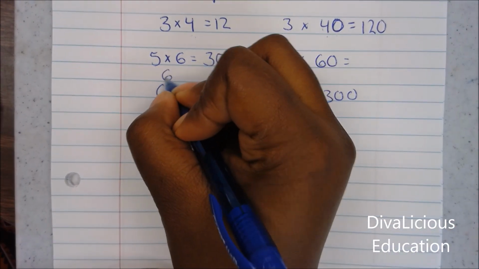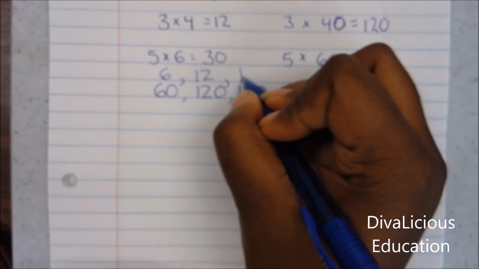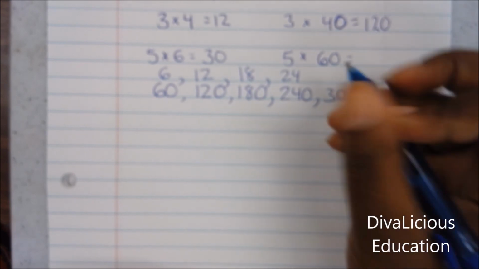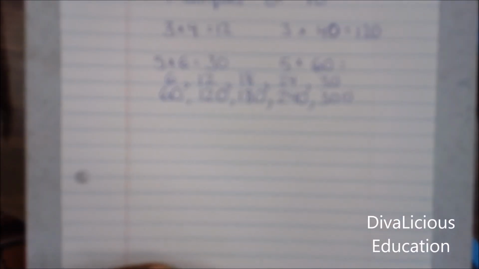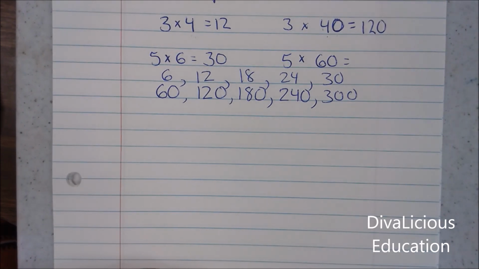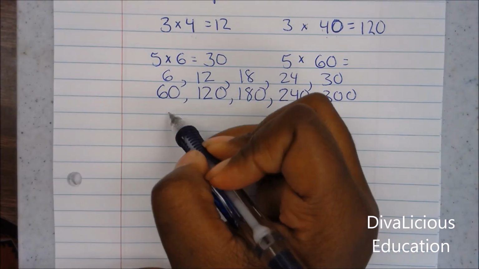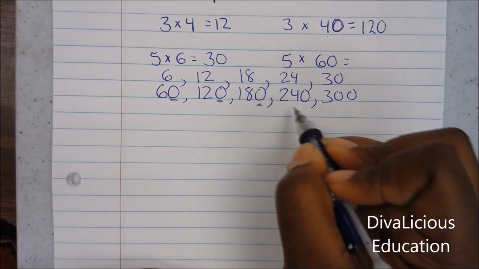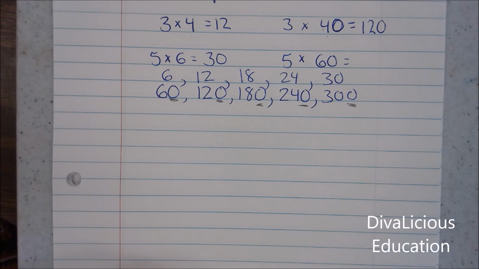Watch. 6, 12, 18, 24, 30. What do you notice? That's right. The pattern looks the same except there's a 0 in the ones place. And it's pushed those answers over to another place.